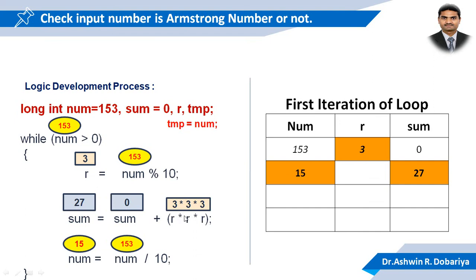So we have to calculate the cube of each and every digit. Then the cube of 3 means 3 multiplied by 3 multiplied by 3, it's 27. 27 plus 0 becomes 27. So the sum is now 27.